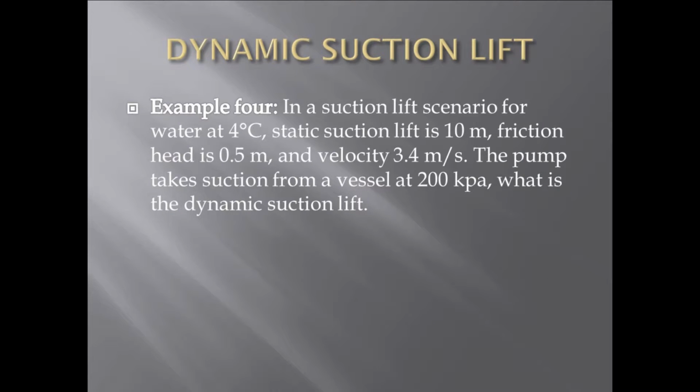Example 4. In a suction lift scenario for water at 4 degrees C, static suction lift is 10 meters, friction head is 0.5 meters, and the velocity is 3.4 meters per second. The pump takes suction from a vessel at 200 kPa. What is the dynamic suction lift?